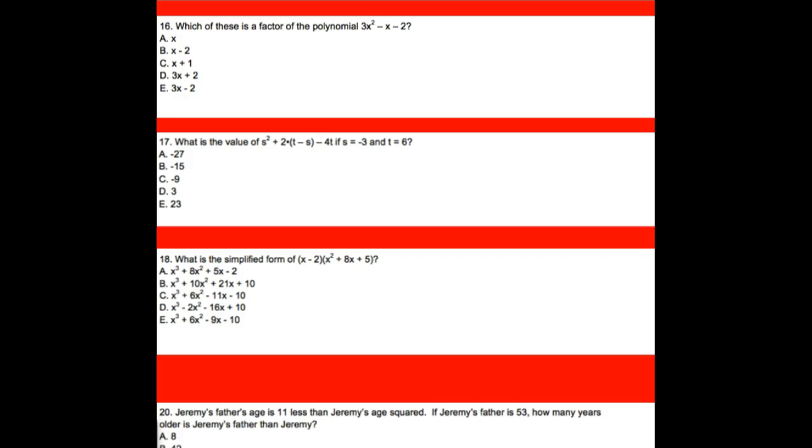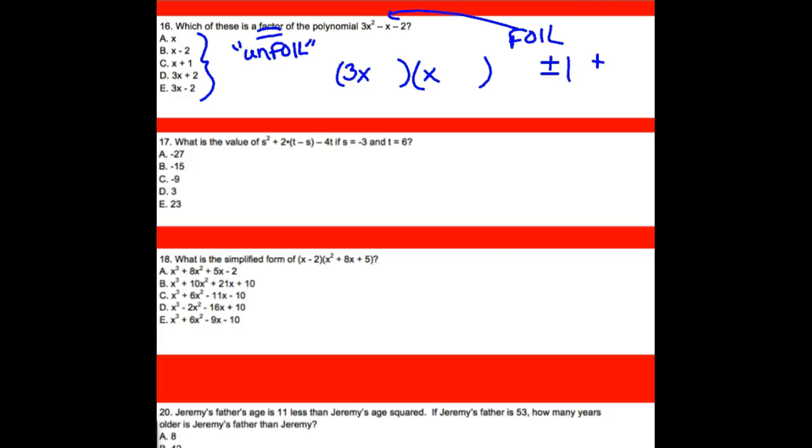Number 16, we need to factor, also known as unFOIL, this quadratic trinomial. So I need to figure out what two binomials, when I FOIL them, will yield 3x squared minus x minus 2. Probably the best approach for this, because these numbers are so small, is to just use trial and error. I can only lead in a 3x or an x. Fortunately, that doesn't rule out any of these. I can end in a 2 and a 1, but I'm going to have a positive and a negative because of that minus. So really, you kind of just need to mess around with it.